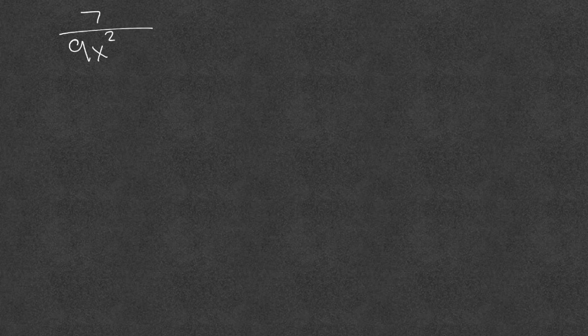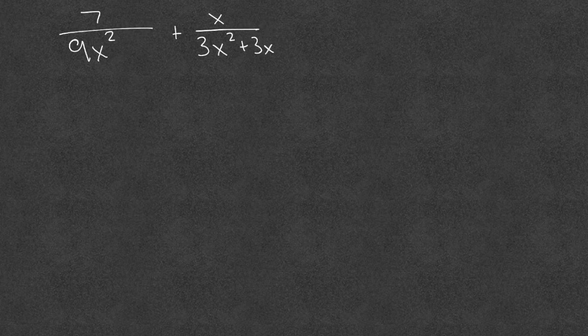Right, so now we're going to be adding with unlike denominators. These are denominators that are not common, they're not the same. So we're going to take a peek, and we've got 7 over 9x squared plus x over 3x squared plus 3x.